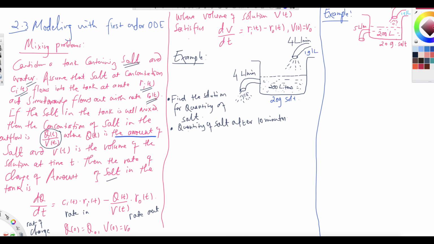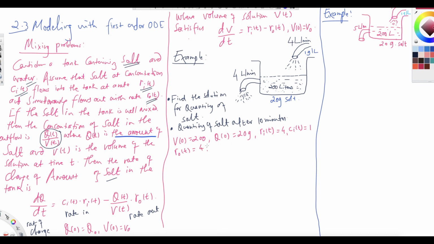The given things here: V at 0 is 200 liters, right? Q at 0 is 20 grams. That is the amount or quantity of salt in this tank, right? What is R_I, the inflow rate? It is 4. What is C_I, the concentration of the salt in the inflow water? That is 1. And then what is R_O? The outflow rate is 4 liters per minute.